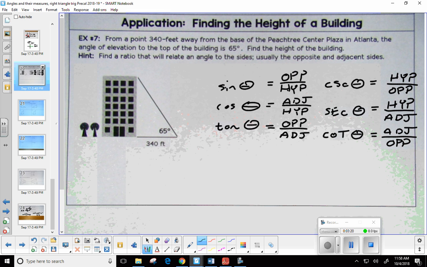Okay, so this one ultimately wants me to figure out what the height of the building is going to be. So that represents our unknown. Now, the only angle we have is 65, right? So what is x with respect to 65? It'd be the opposite. That's exactly right. So I have the opposite side. What's 340? That would be the adjacent. Remember, the hypotenuse is always across from that 90-degree angle, and we don't know what that is. So out of all these trig functions, which ones use the opposite and the adjacent? Tangent and cotangent. Either one of those is going to work to help us solve this problem.